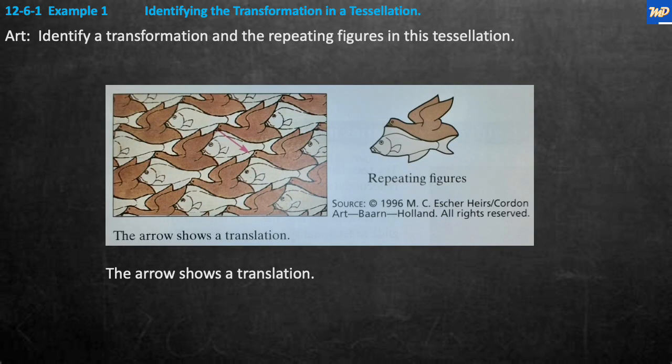Okay, example 1, identifying the translation in a tessellation. This is an art piece we've got going on here. It says identify a transformation and the repeating figure in this tessellation. It says the arrow shows the translation. Here's the arrow right here, this arrow is showing the translation.